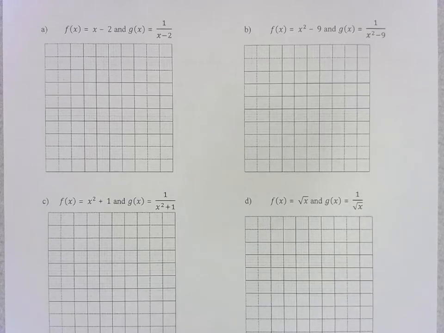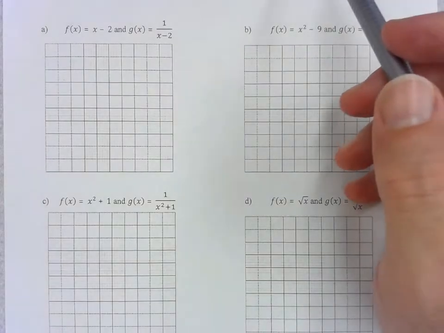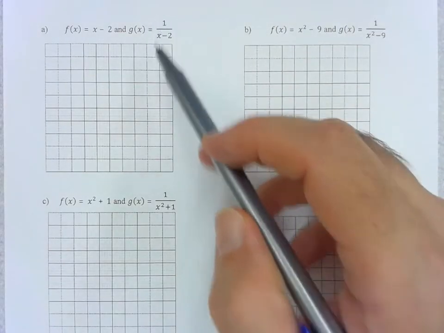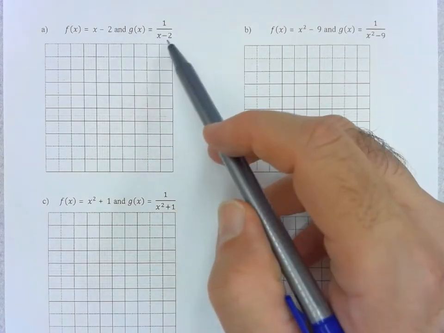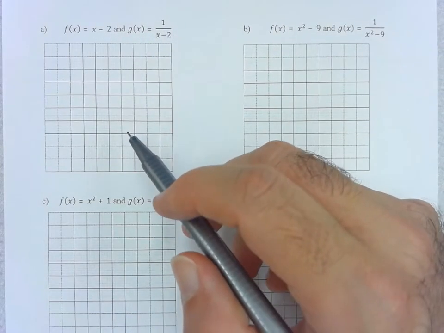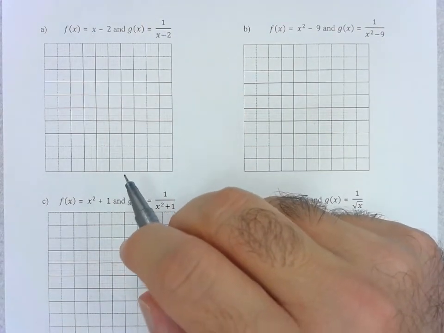Hi folks, let's take a look at this first example here. So what we're interested in graphing is the function 1 over x minus 2, but I want to graph that by relating it to the polynomial in the denominator. Okay, so I want to think of this as the reciprocal of the function x minus 2.